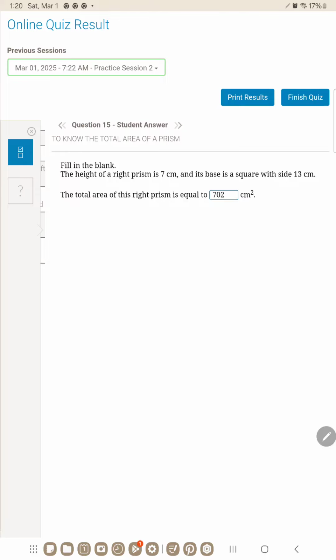If the height of the right prism is 7 centimeters and its base is a square with the side 13, find the total area of this right prism. For a prism, the total surface area, or total area, is the perimeter times the height plus 2 base. So perimeter is 13 times 4, because it's a right prism, height is 7, and 2 base means 2 times the area of the base, which is 13 squared. Now let's find the answer.